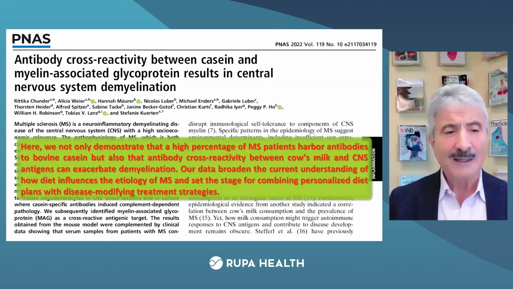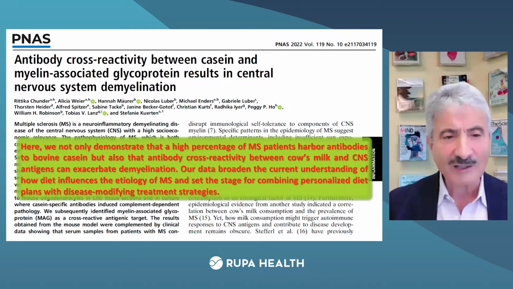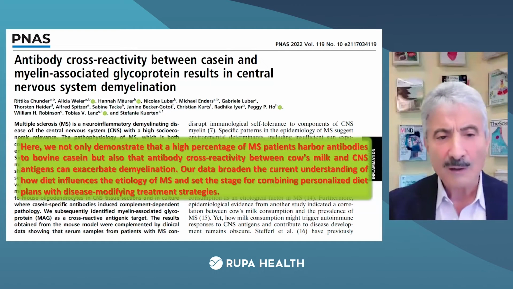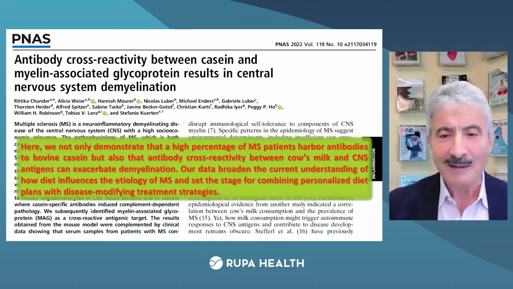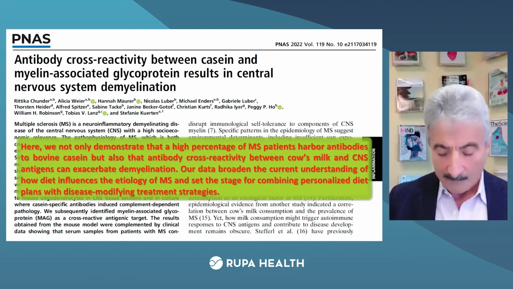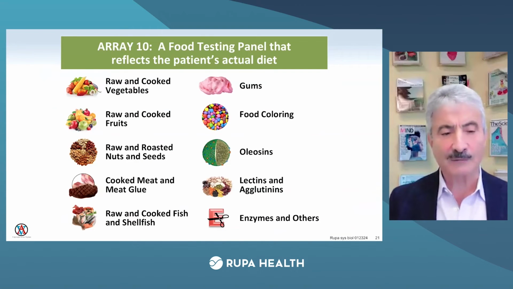As you can see, antibody made against casein cross-reacts with myelin-associated glycoprotein, which is involved in multiple sclerosis. Yes, we also have to test for cross-reactive foods.